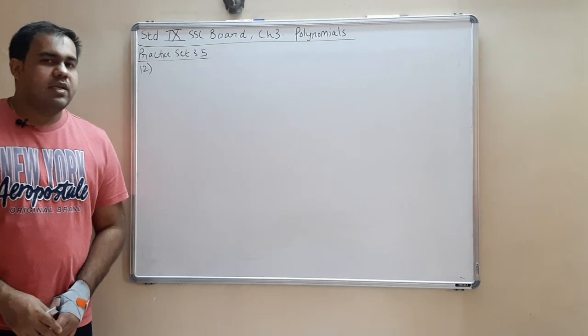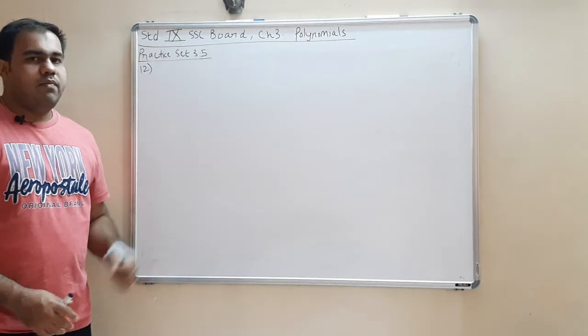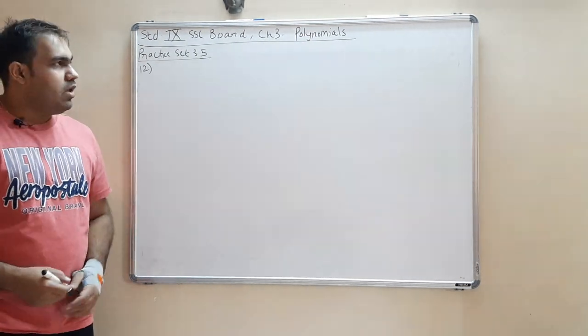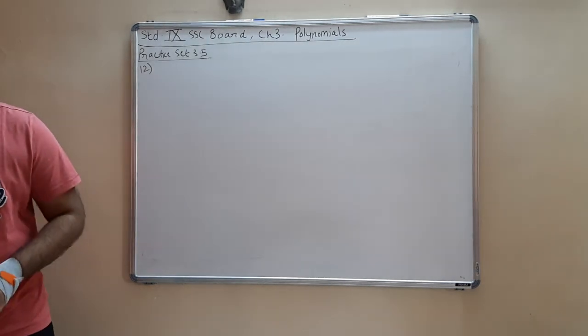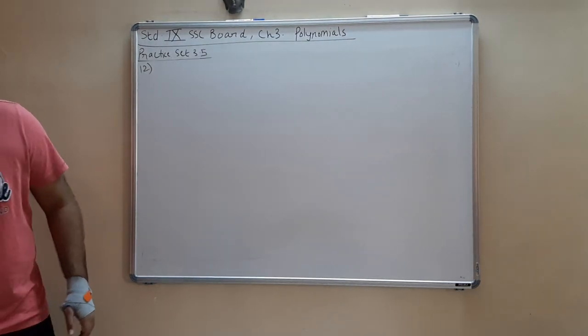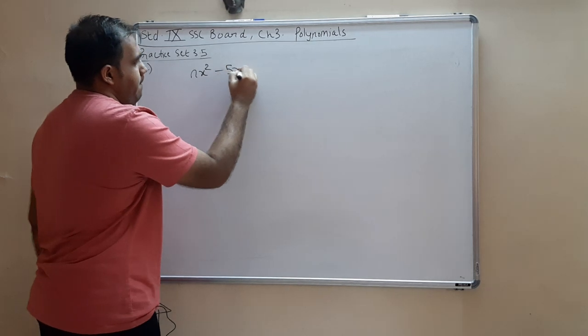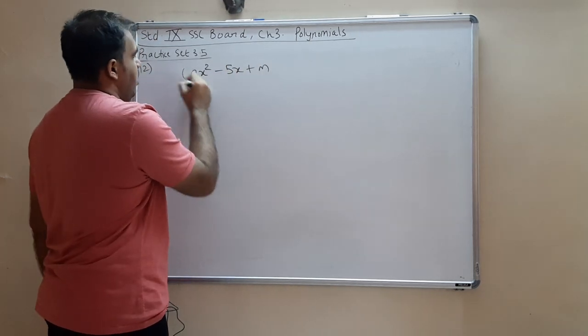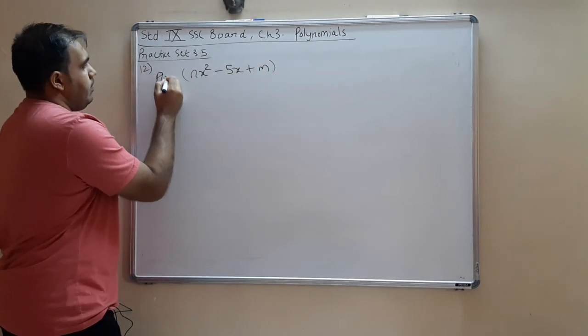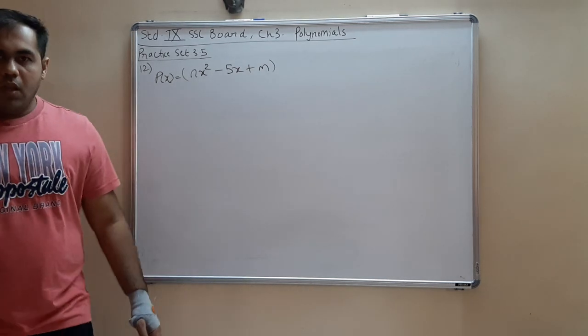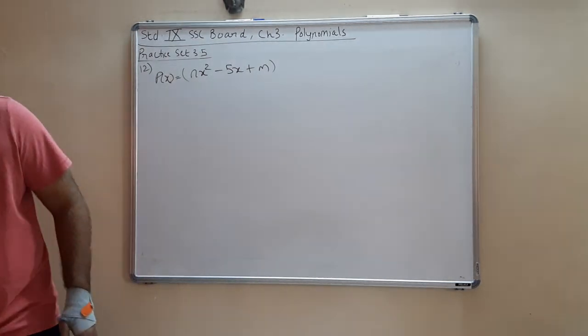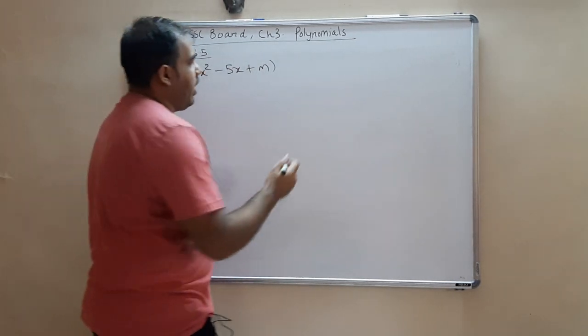So welcome back, practice set 3.5, question 12. I'm starting with question 12, which I said is very tricky. Nx square, okay. Now what they've said is x minus 2 and x minus half both are factors.